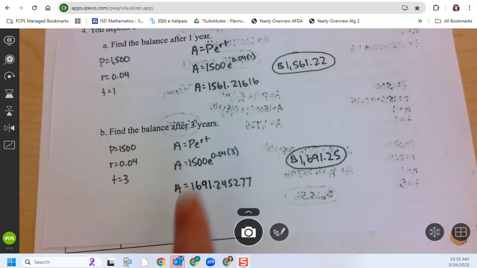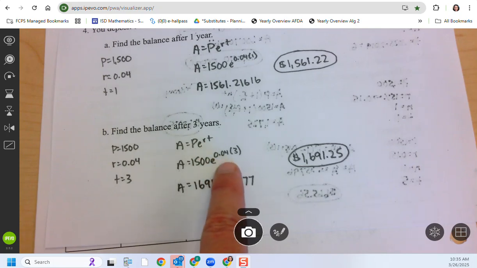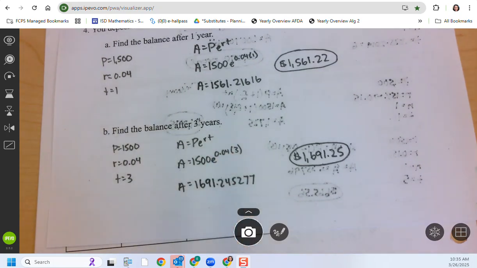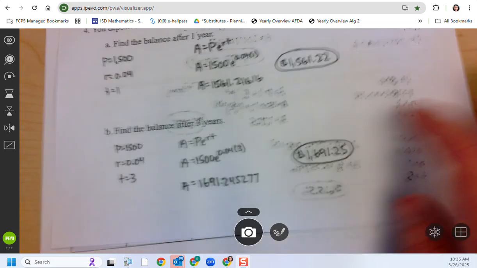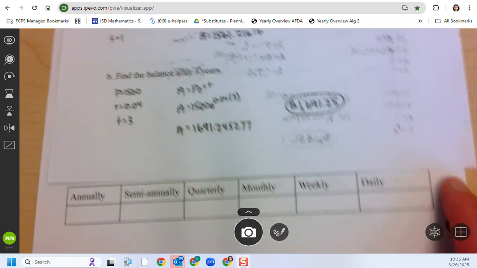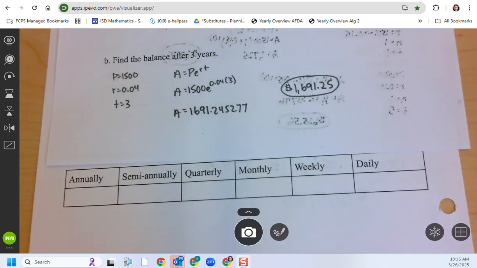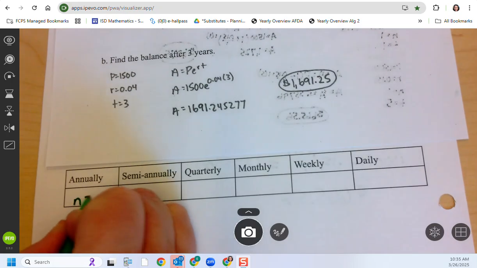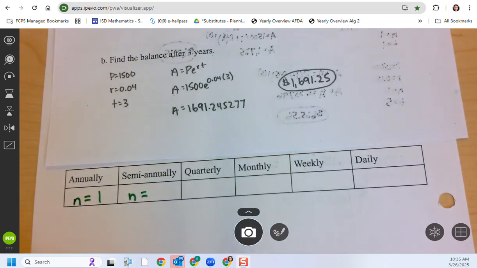All right, let's do this last part. If your interest is compounded annually, how many times is that in a year? 1 time, good. Semi-annually, N equals? So every half year, and then that means 2 times, right? Quarterly means it happens how many times in a year? 4 times. Monthly, I think you got. How many weeks in a year? 52, that's right. I thought it was 51.